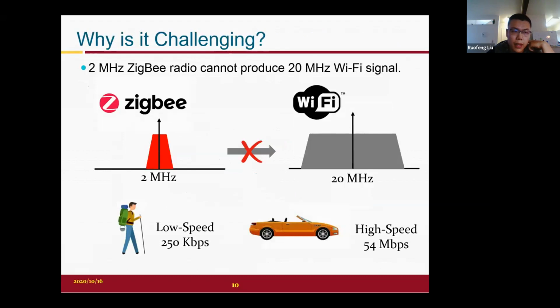So why is this problem a challenge? This is because ZigBee and Wi-Fi have dramatically different physical layers. Specifically, ZigBee only has 2 megahertz bandwidth, which is 10 times smaller than Wi-Fi. So theoretically, it is impossible for ZigBee to produce a Wi-Fi signal. We can compare ZigBee to a low-speed walking person and Wi-Fi to a high-speed car. It is impossible for a low-speed person to run as fast as a high-speed car.